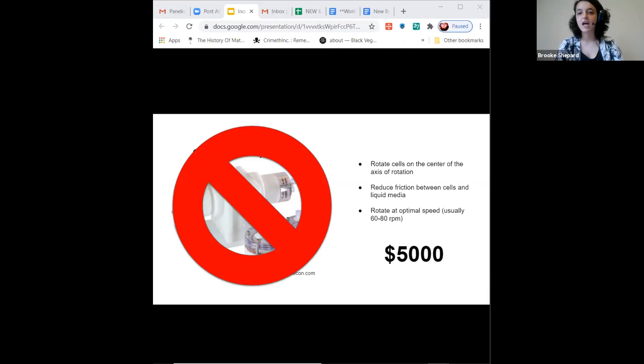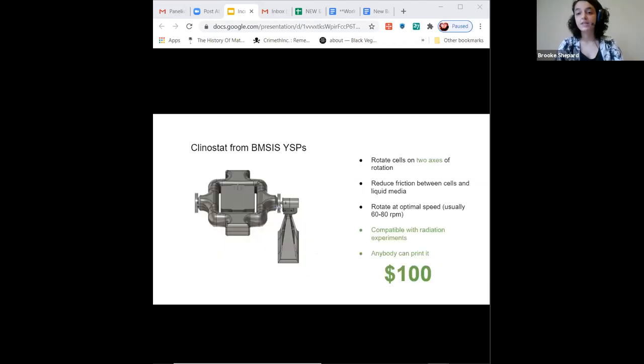So our 3D printed design actually has more features than the model that I showed from Synthicon. And it really is specifically designed to be able to simulate that space environment. So some of the benefit of the design is that it rotates the cell on two axes of rotation instead of just one. So that's going to more accurately represent that microgravity environment. It's also going to do the same thing as the other clinostat, where it's going to reduce the friction and rotate at the optimal speed. But another important piece is that it's compatible with radiation experiments.